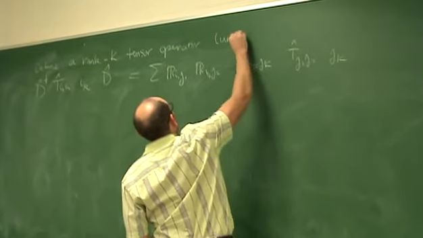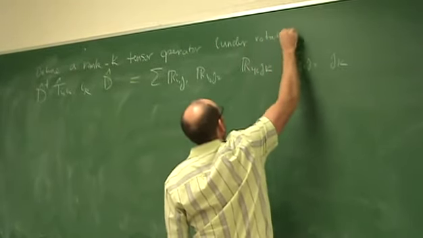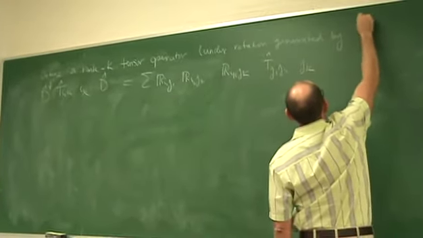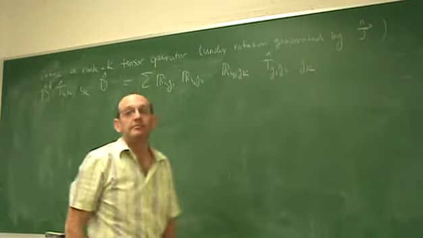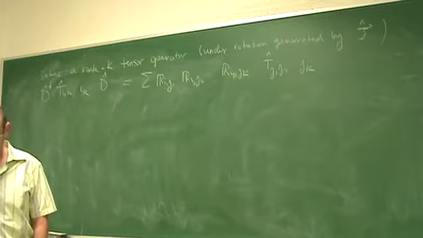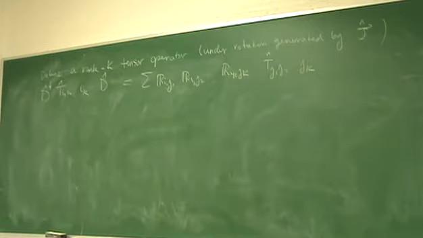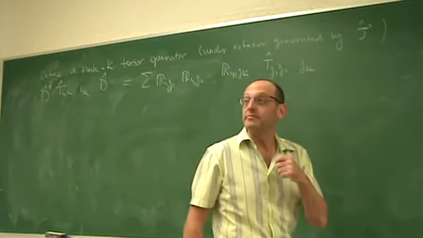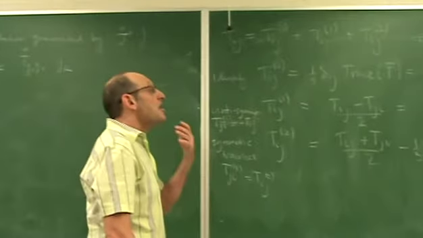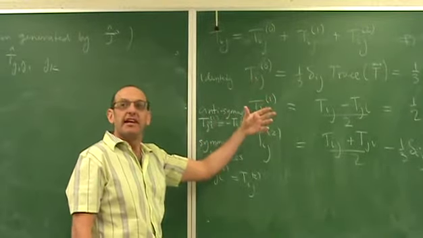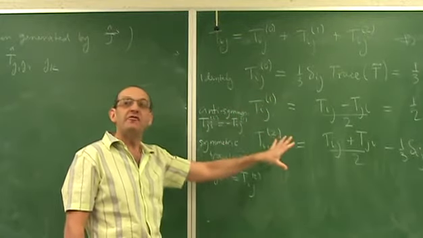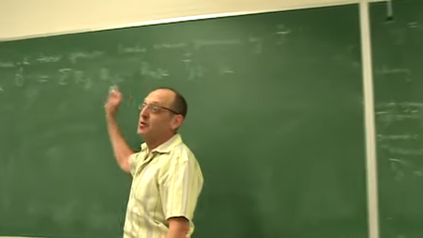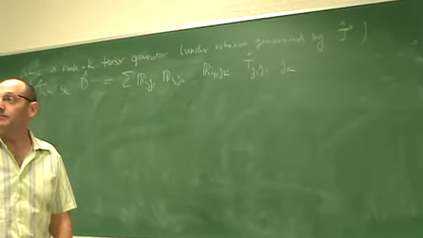So this is a tensor operator under rotations generated by the angular momentum operator J. Now, the fact that these tensors generally decompose into different objects that behave differently under rotations makes this not the most convenient way to express tensors.